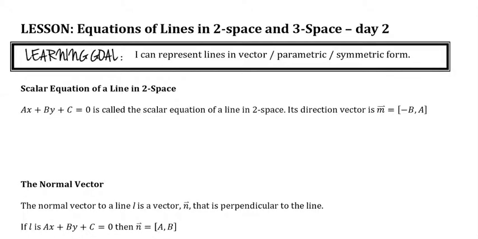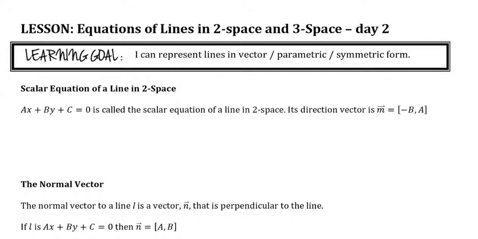And we looked at three, I guess, versions of equations of lines yesterday. In particular, the vector equation, which is a big one, and the parametric equations, which is another big one, and those were both very new. And I did call it scalar.